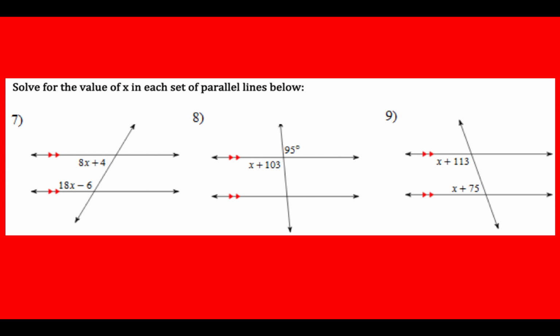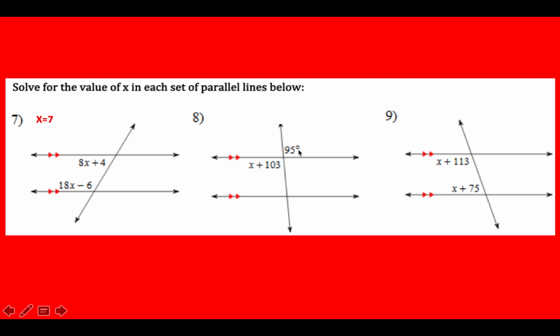Now, for 7, 8, and 9, we are trying to find out what the value of x is. Here, we see that these are going to add up to give us 180 degrees. So we're going to add 18x minus 6 plus 8x plus 4 equals 180 degrees. And we're going to solve for x, and we're going to get x equals 7.